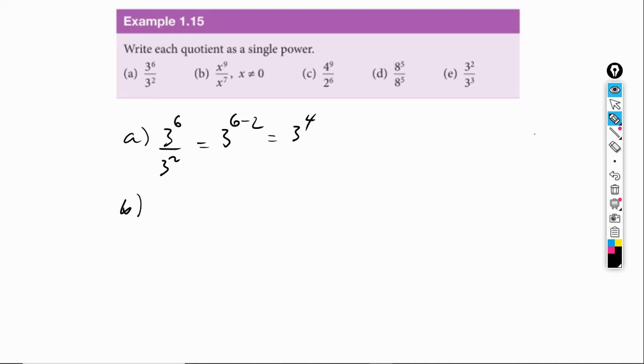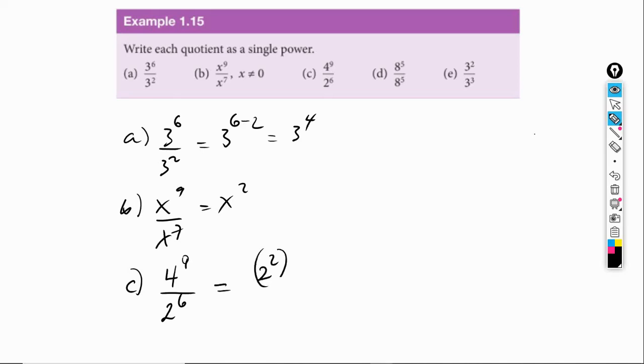For B, they have x to the 9 over x to the 7, and this is just going to be x squared. For C, they have something a little bit different. For C, they have 4 to the 9 over 2 to the 6. So we cannot just go 9 minus 6 because we need to have the same bases, or all the exponent rules don't work. But 4 is the same as 2 squared. So 2 squared to the 9 over 2 to the 6. So this is going to be 2 to the 18 divided by 2 to the 6. And now we simply subtract the exponents, and we're going to get 2 to the 12.